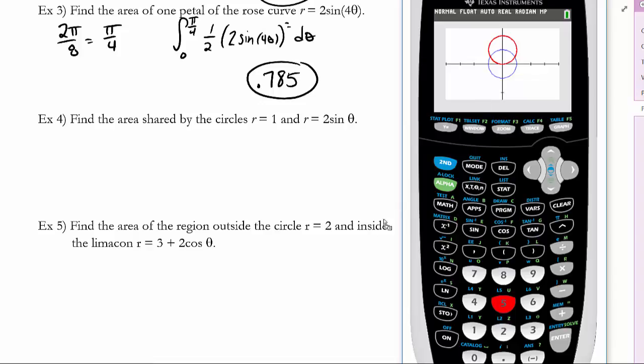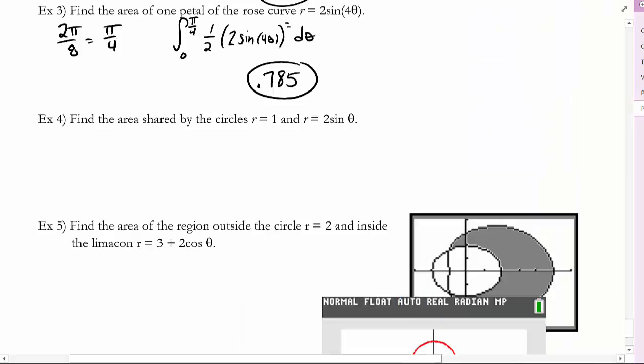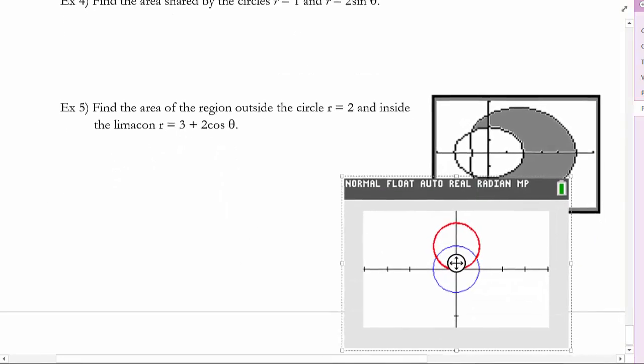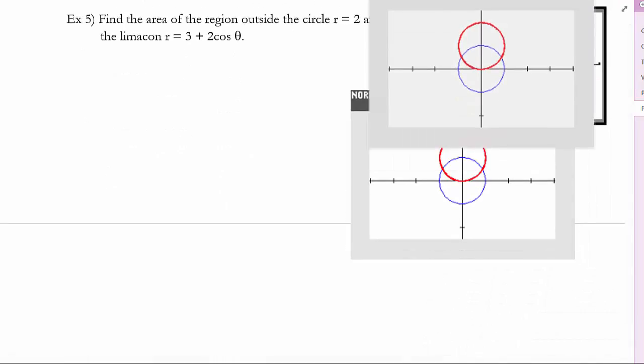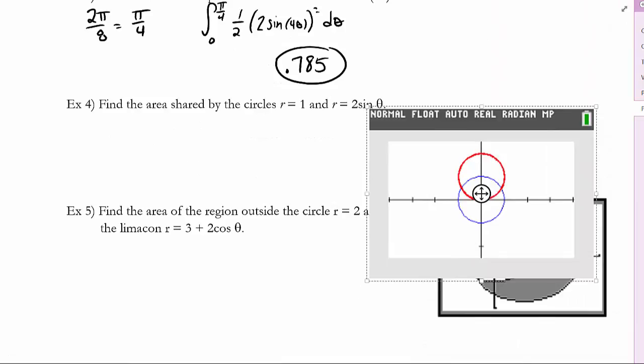So I want, should be down here, I want this. Come here. Dragging this is not as easy as it looks. I want this region right in here.